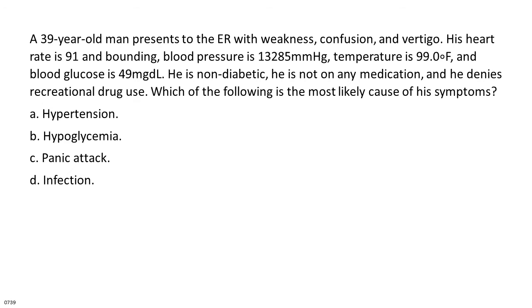A 39-year-old man presents to the ER with weakness, confusion, and vertigo. His heart rate is 91 and bounding, blood pressure is 132/85 millimeters of mercury, temperature is 99.0 F, and blood glucose is 49 milligrams per deciliter. He is non-diabetic, he is not on any medication, and he denies recreational drug use. Which of the following is the most likely cause of his symptoms? A. Hypertension. B. Hypoglycemia. C. Panic attack. D. Infection.